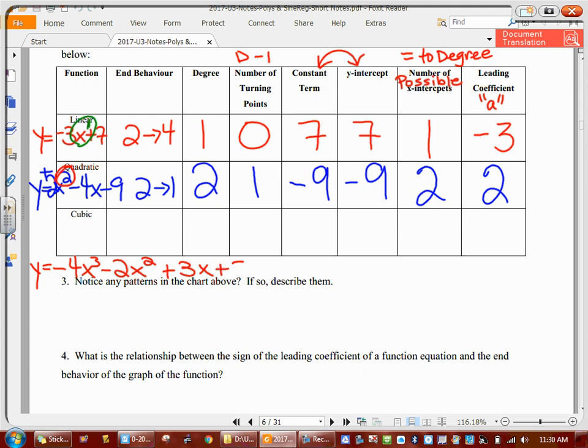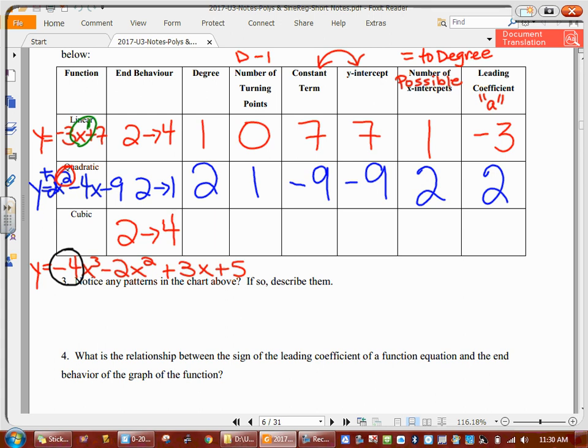sign. The negative means it's going down. So our down cubic is going to go 2 to 4. Same as our linear, you'll notice that is also decreasing. Degree, this one is a degree 3. Turning points is 1 less than our degree, so that is a 2.